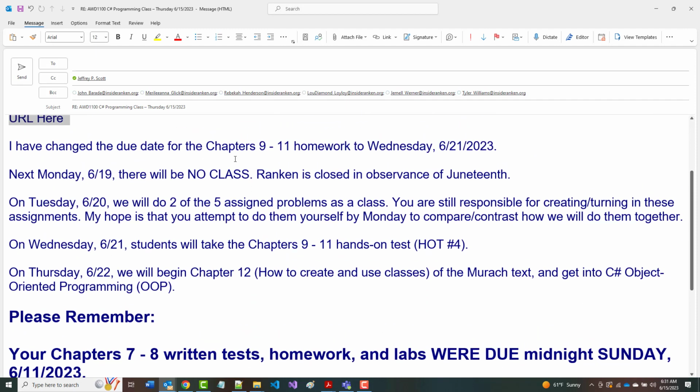Now, as it says, I have changed the due date for the chapters 9 to 11 homework to next Wednesday. The reason for doing that is two or threefold. First, next Monday, the 19th, there will be no class. I just found this out late yesterday morning.